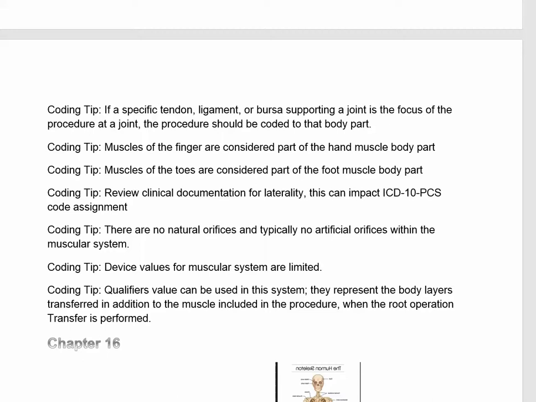Within your textbook chapter, she provides some pieces of information. Some places she calls them coding tips. I just tried to highlight specific ones here for you, and I'm calling them all coding tips. The first one here is if you have a specific tendon or a ligament or a bursa that's supporting a joint, and that particular piece of the person's body is what is the focus of the procedure, you code it to the related body part. So if it's a knee tendon, you would code it to the knee, etc.